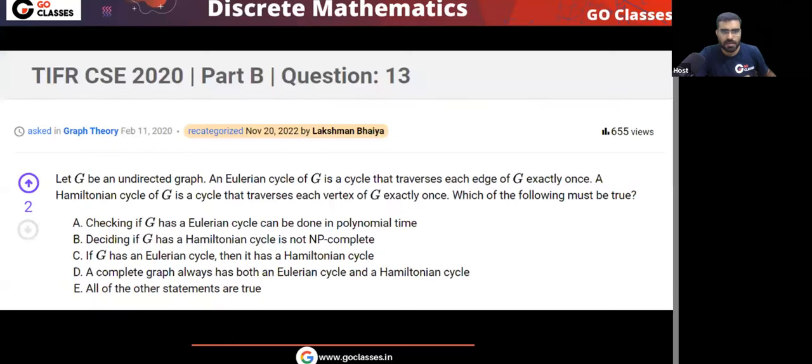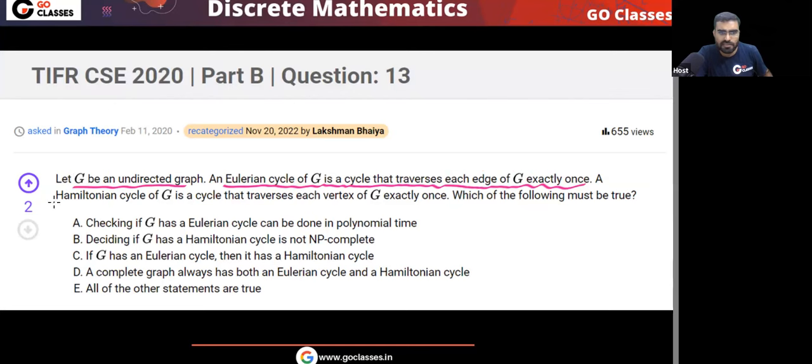Now let's solve this question. This is a TIFR 2020 question based on Euler cycle and Hamiltonian cycle. The question says G is an undirected graph. An Euler cycle of G is a cycle that will cross every edge exactly once. This is the definition of Euler cycle, or I can say Euler circuit. Basically, visit every edge exactly once.